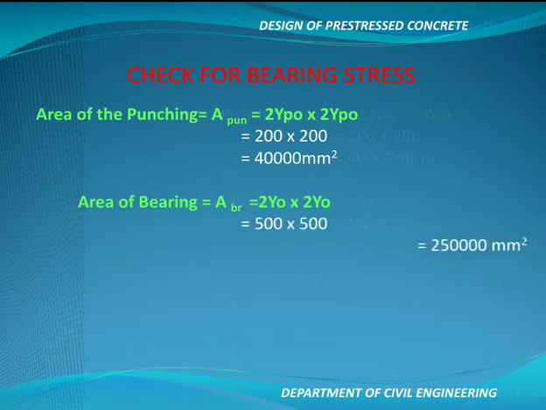So in this case it is 500 by 500, which is nothing but the cross section. Here we get 500 by 500 only because this section is a square one. When we go to a rectangular section, we have to select the least dimension, either depth or width.